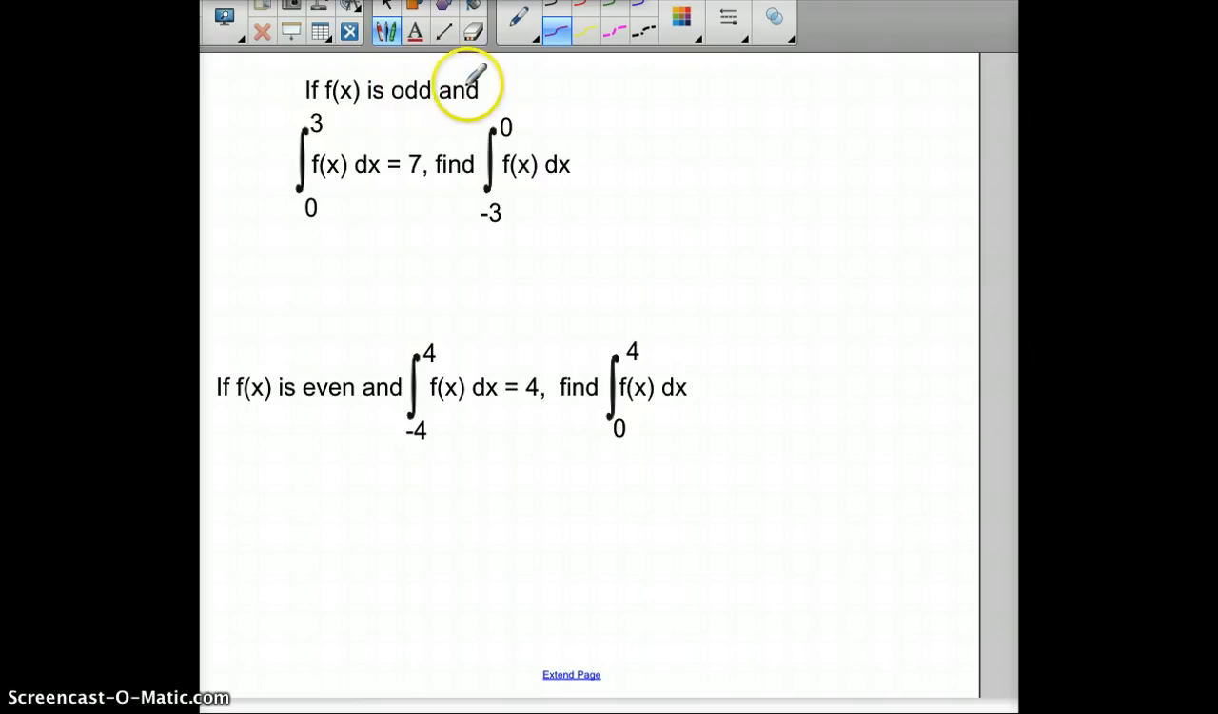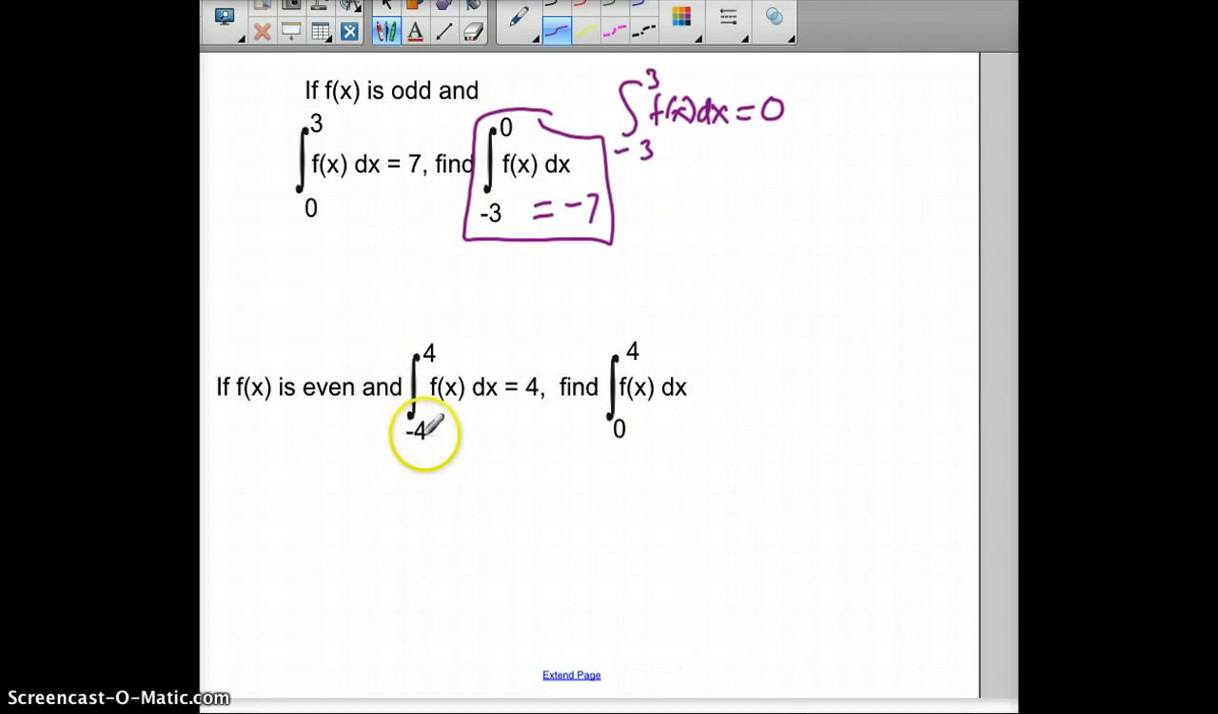Okay, here's an example. If f is odd, and we have the integral from 0 to 3, and that equals 7, what would be the integral from negative 3 to 0? For an odd function, the integral from negative 3 to 3 is 0. We break it up at 0. So if this part from 0 to 3 is 7, this part has to make these two pieces add up to 0. So what must this be? It must be -7, this piece here.